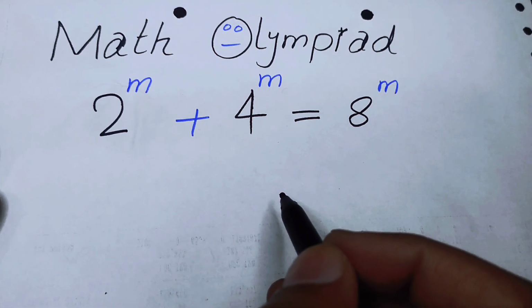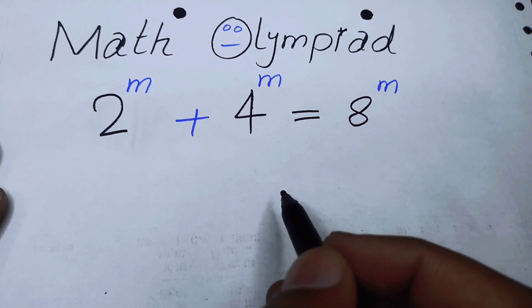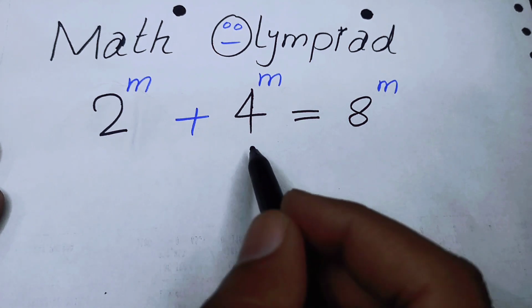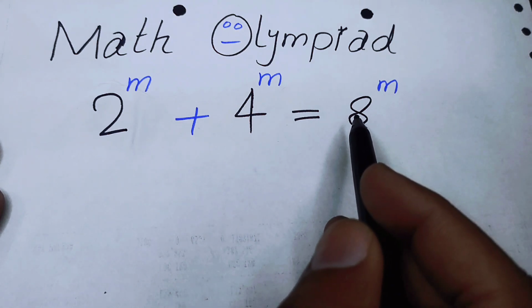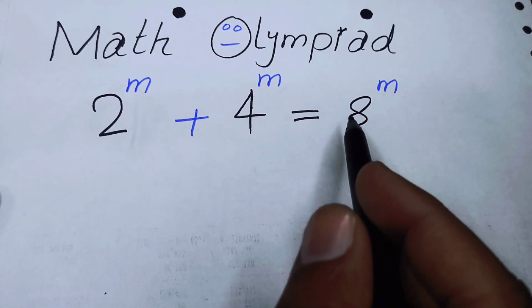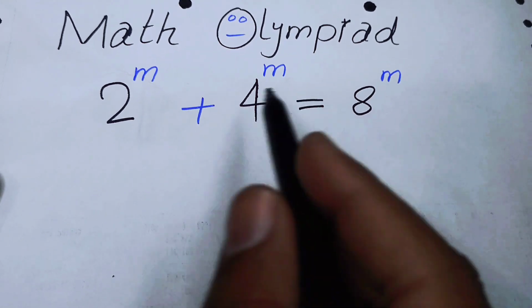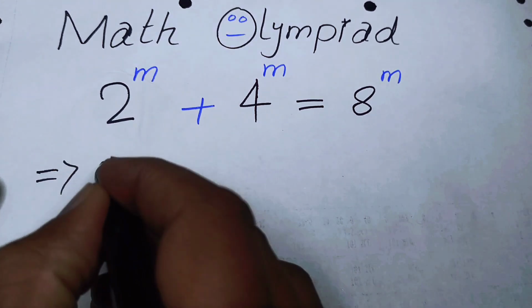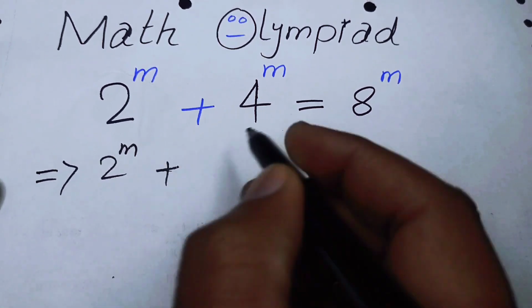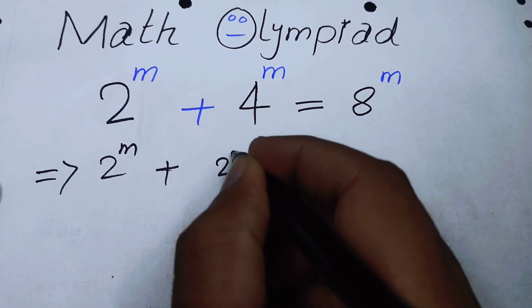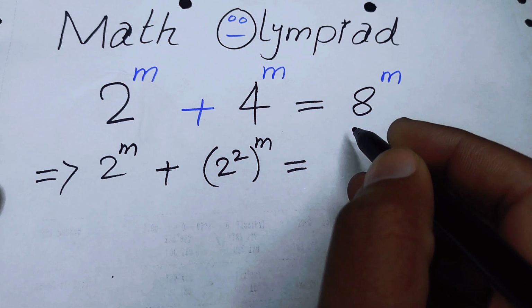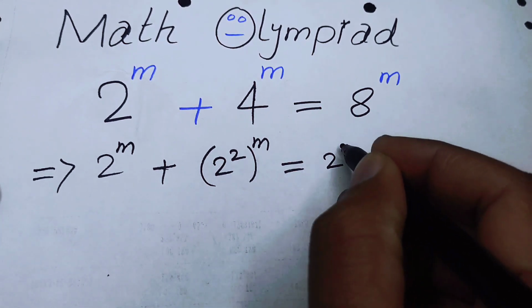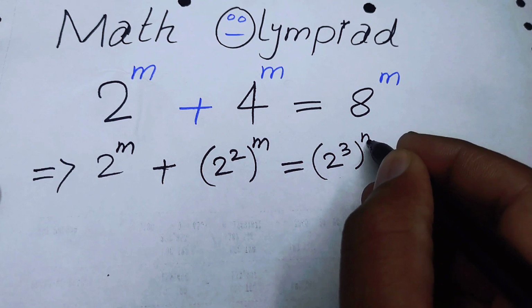In this video we are going to solve this nice equation. The very first thing we are going to do is focus on the terms 4 to the power of m, and on the right hand side 8 to the power of m. We can rewrite these terms as 2 to the power of m, plus here we can write 4 as 2 to the power of 2 and whole power m, is equal to, we can write 8 as 2 to the power of 3 and whole power m.